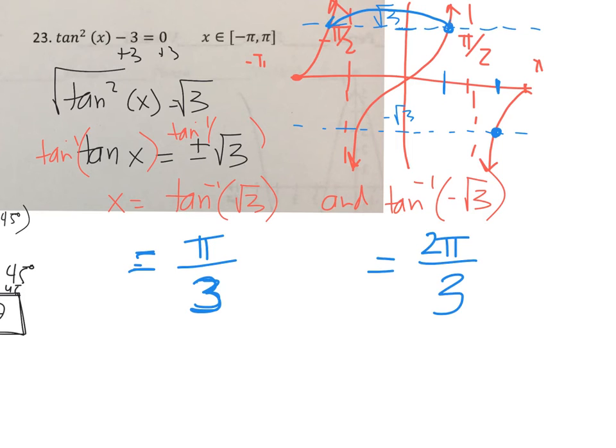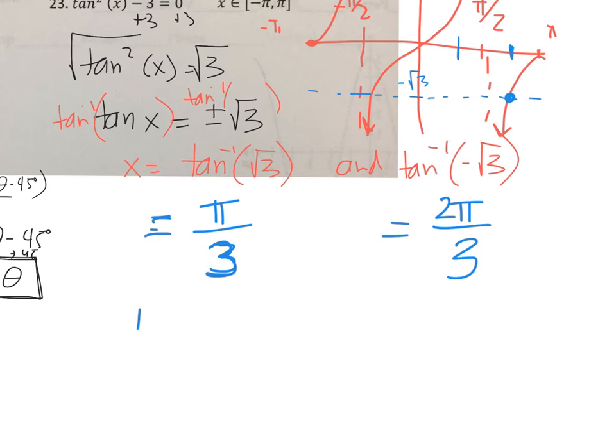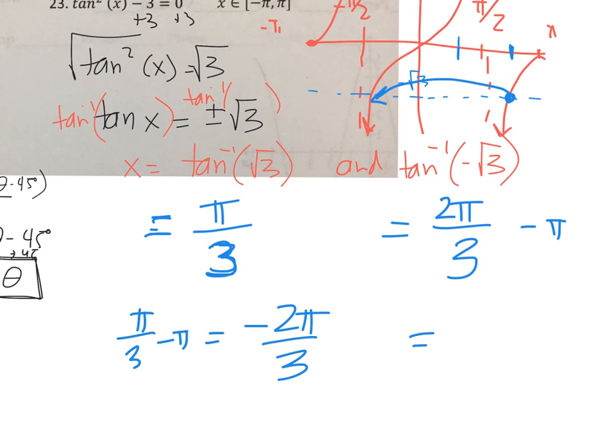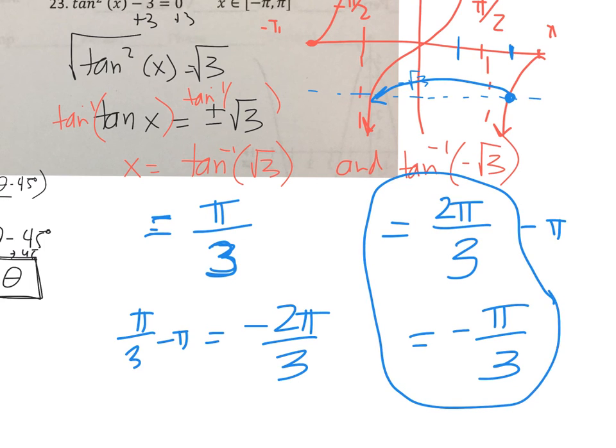Now to get this one, I will subtract pi. Your second answer, pi over 3 minus pi, is negative 2 pi over 3. And if I subtract pi here, because all the points of tangent are pi units away, 2 pi over 3 minus pi is negative pi over 3. So these are the two places where tan is negative root 3, and these are the two places where tan is positive root 3.